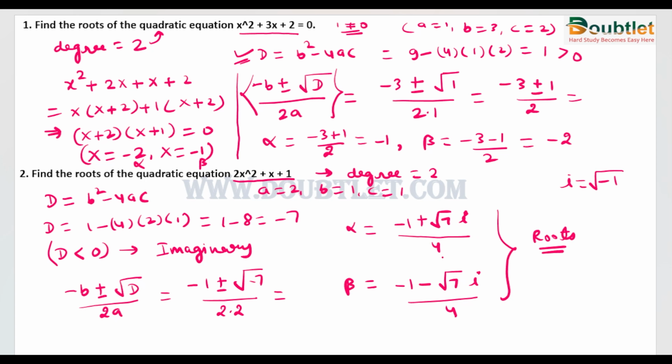So this is how we have solved two different equations. One has real and distinct roots, and another has imaginary complex conjugate roots.